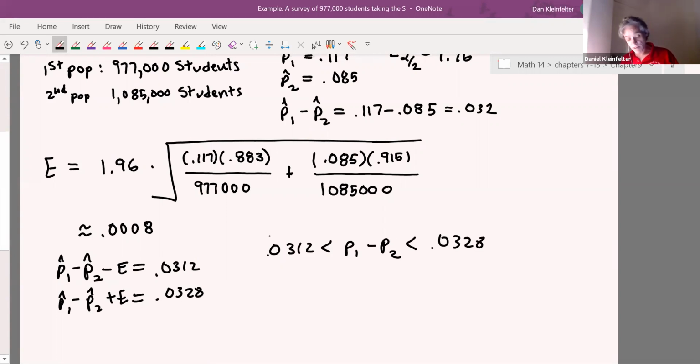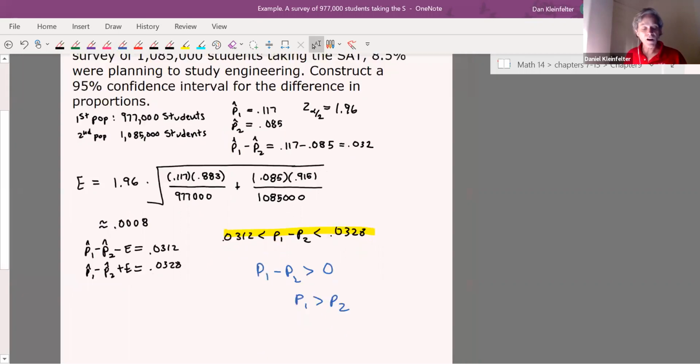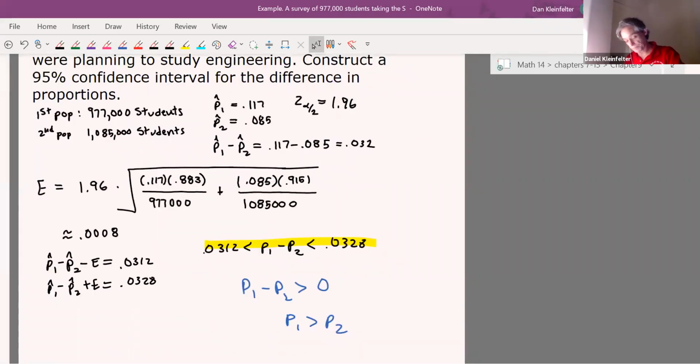So that is a fairly narrow confidence interval, and I think it's due to the fact that we had such a large sample size. You can tell these big denominators make it so that our margin of error E is relatively small. Okay, so that's it as far as that goes. You'll notice that it is positive between the two. So that's, to me, pretty suggestive that P1 minus P2 is greater than 0, or that P1 is bigger than P2. Okay, all right, so that takes care of that example.